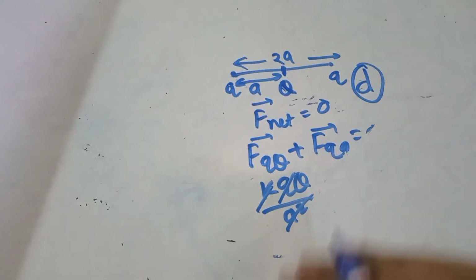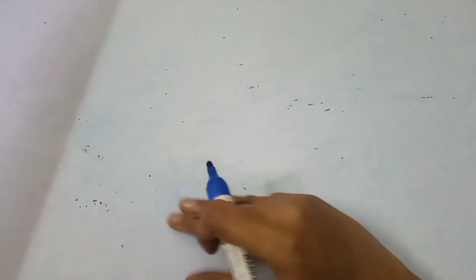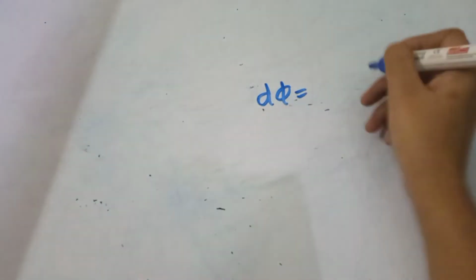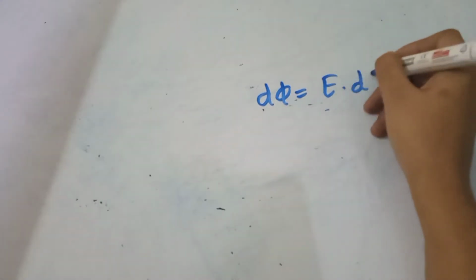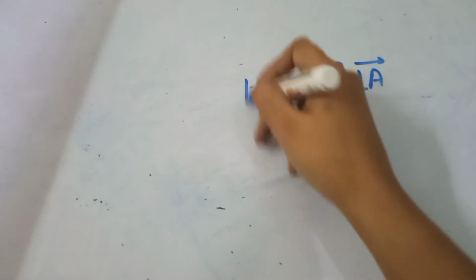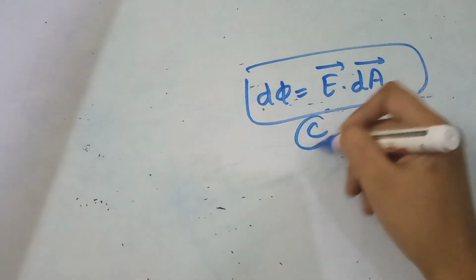18th question is a direct formula based question. Electric flux of an electric field E through an area dA is given by. So electric flux is equal to E dot dA. So C is the right option.